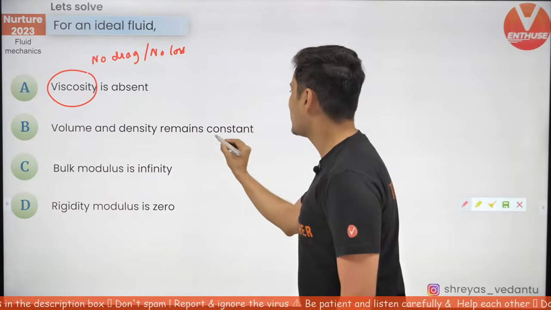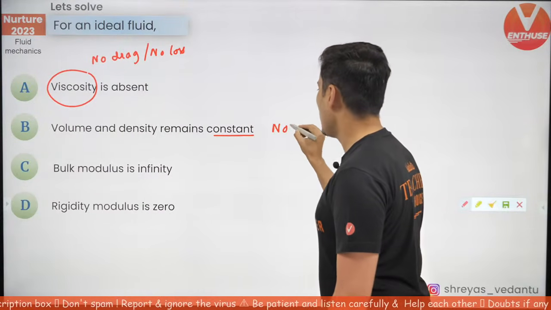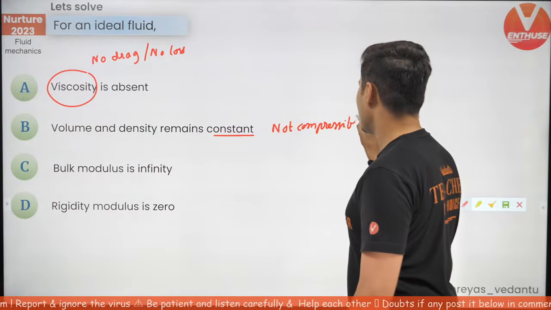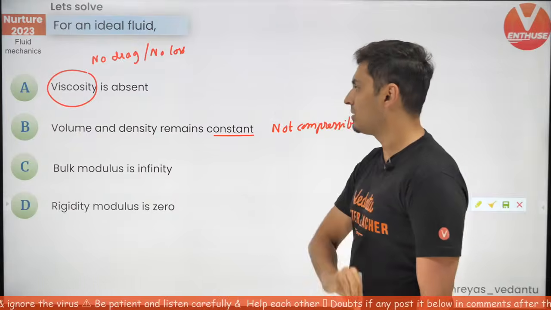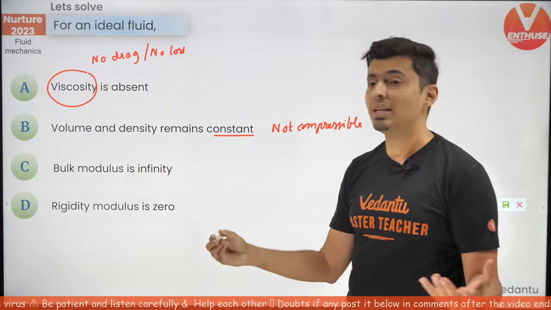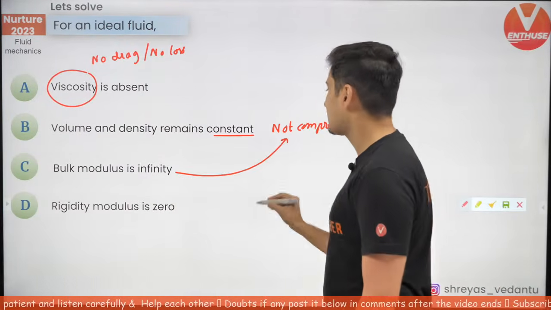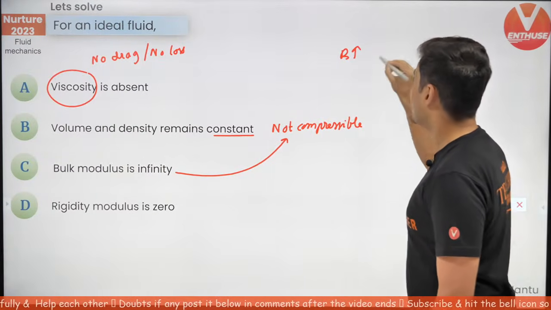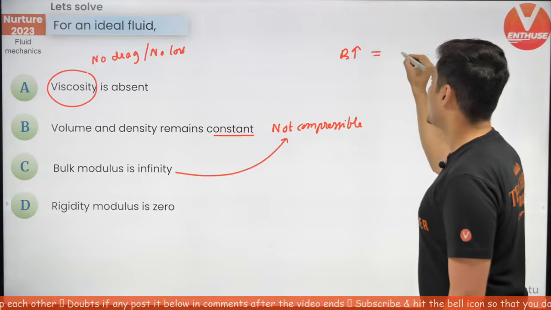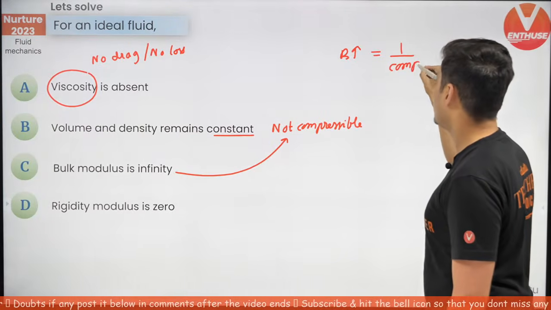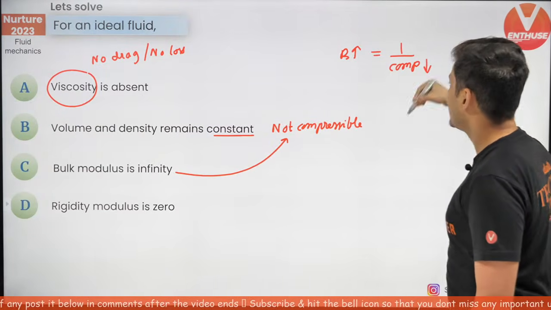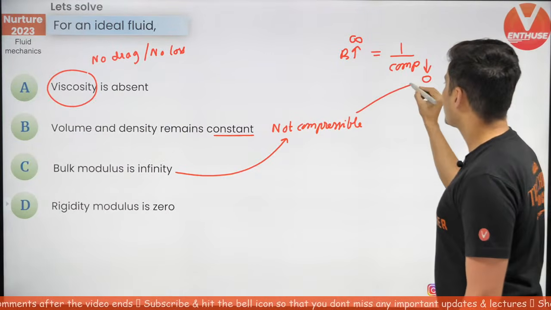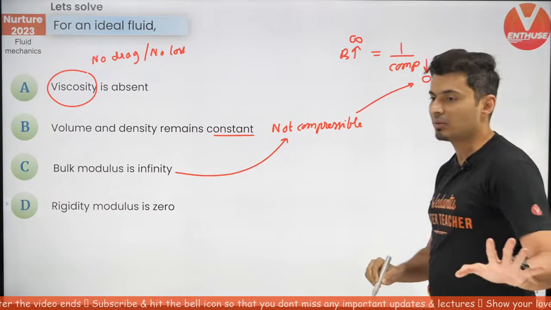Volume and density remain constant because it is not compressible. You cannot compress it. So this is also correct. Bulk modulus is infinity. This also comes from this. Because bulk modulus was 1 by compressibility, if bulk modulus is higher, the compressibility is less. So if this goes to infinity, this goes to 0. So it is basically not compressible.